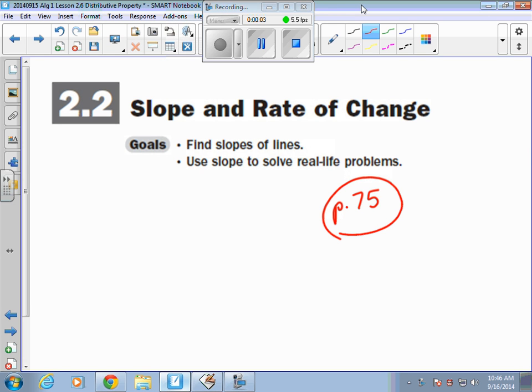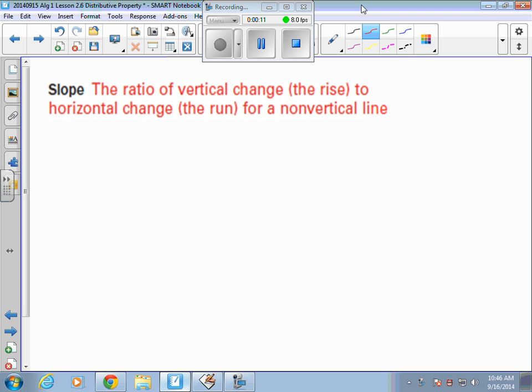This is Algebra 2, Lesson 2.2, Slope and Rate of Change. Again, another review from Algebra 1: finding slopes of lines and using them in real-life problems, beginning on page 75 in the text. A few definitions to begin.